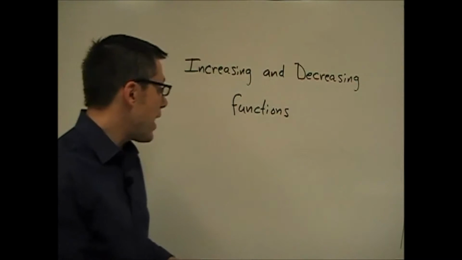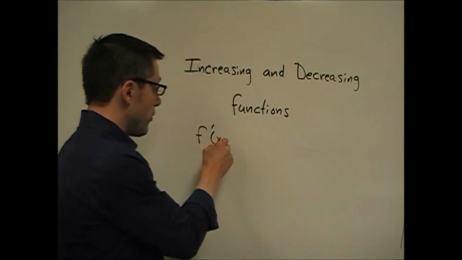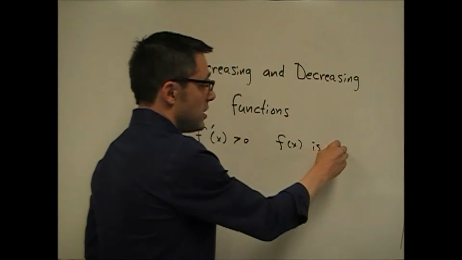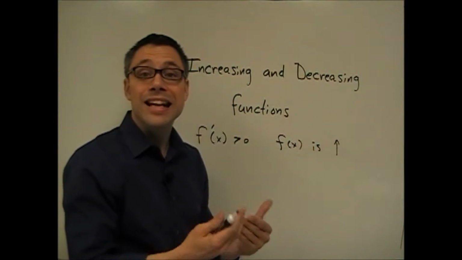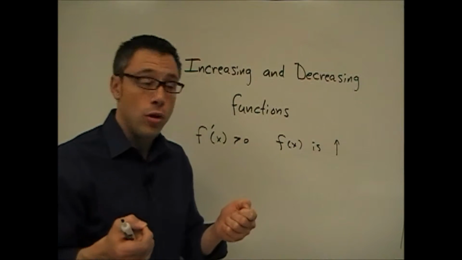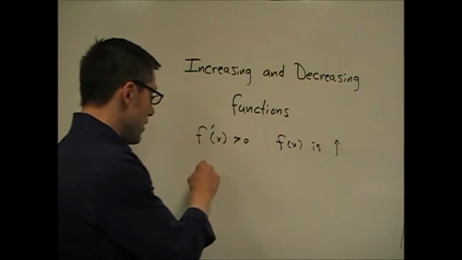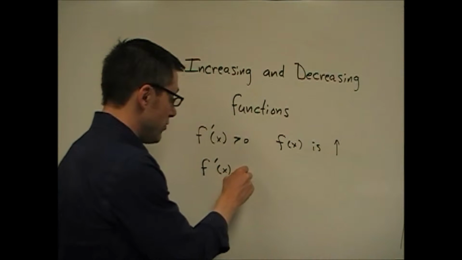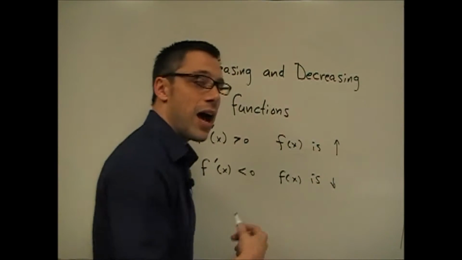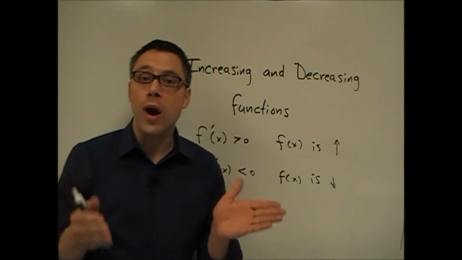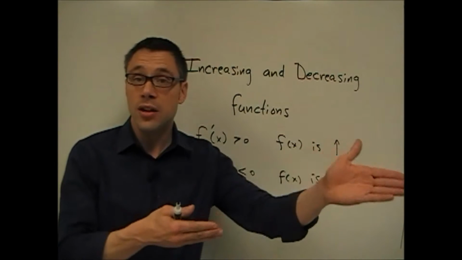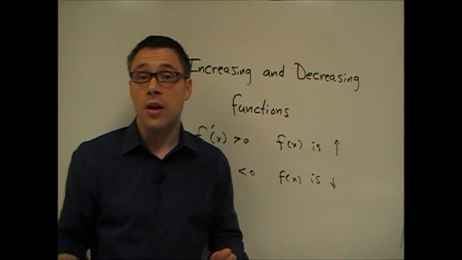And so recall that we saw that if the derivative of a function is positive, that means the function f of x is increasing. I'll use an up arrow to indicate increasing on whatever interval, for every point in that interval where the derivative is positive. And similarly, we saw from geometry that if we take the derivative and it's negative, then the function f of x is decreasing, or going down, for every point in some interval where the derivative is negative.